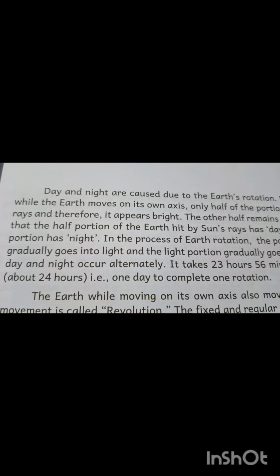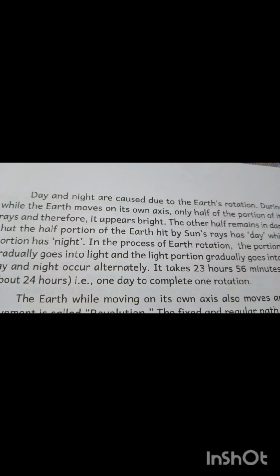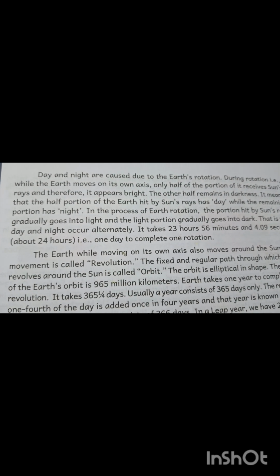Day and nights are caused due to the Earth's rotation. During the rotation, while the Earth moves on its own axis, only half of the portion of it receives sun's rays, and therefore it appears bright. The other half remains in the darkness. It means that half portion of the earth hit by sun's rays has day.